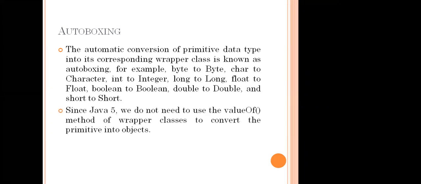Since Java 5, we don't need to use valueOf. This is a method, the valueOf method, which we have been using up to now in wrapper class implementations. For converting primitives into an object, we use this valueOf method. So how does it work?